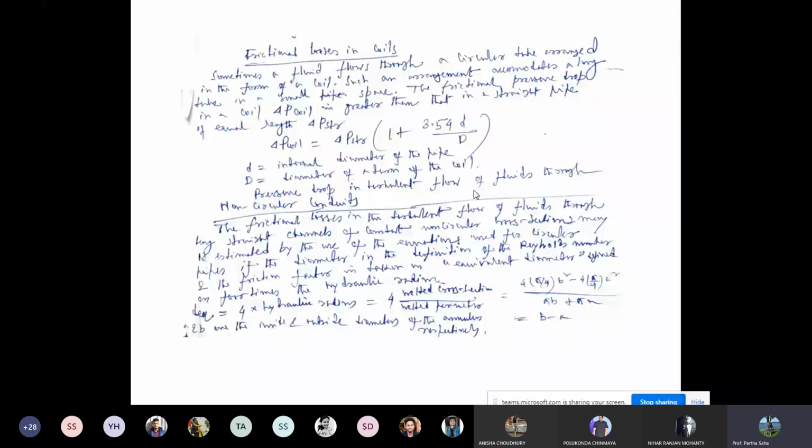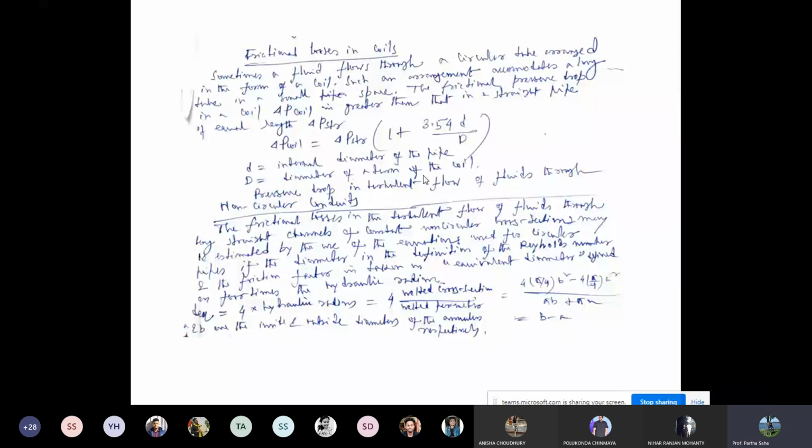It can be given by del P coil, which is greater than del P straight for the straight pipe. STR stands for straight and COIL stands for coil. So the pressure drop in a coil is del P coil equals del P straight times (1 + 3.54 d/D). Here small d is the internal diameter of the pipe, and capital D is the diameter of a turn of the coil. Remember that capital D is not any other diameter; it is the diameter of a turn of the coil.